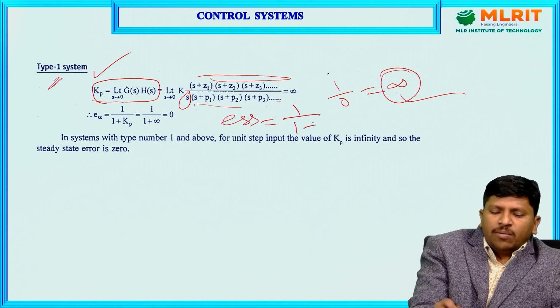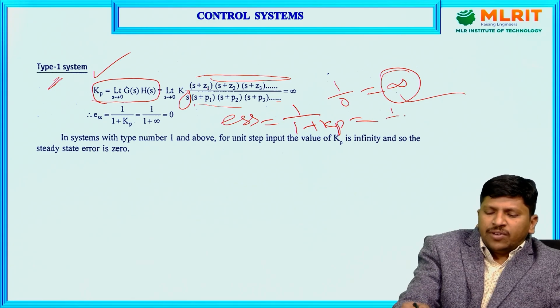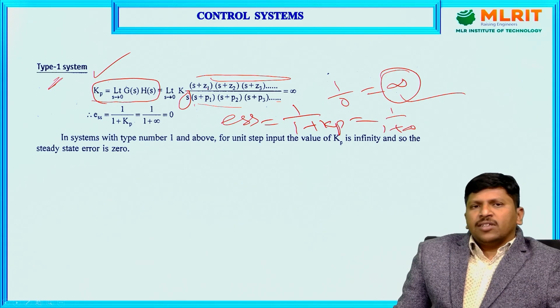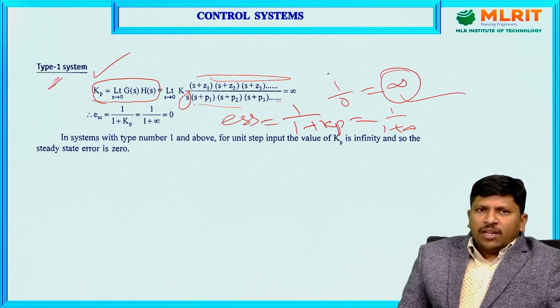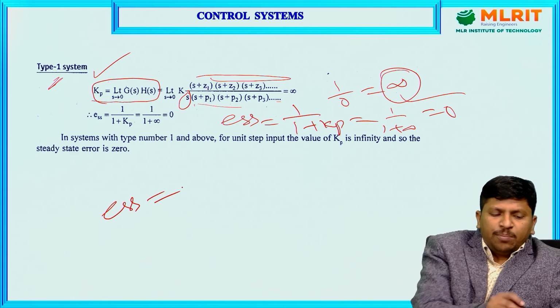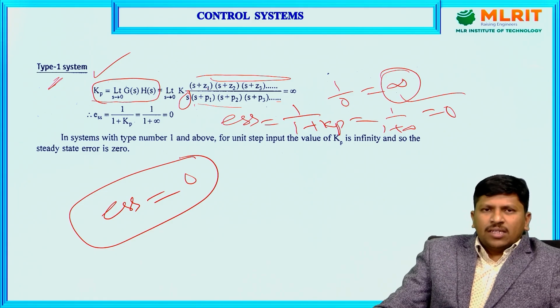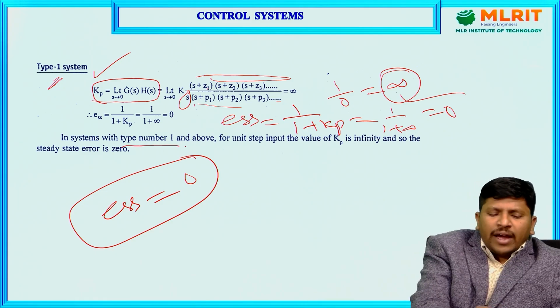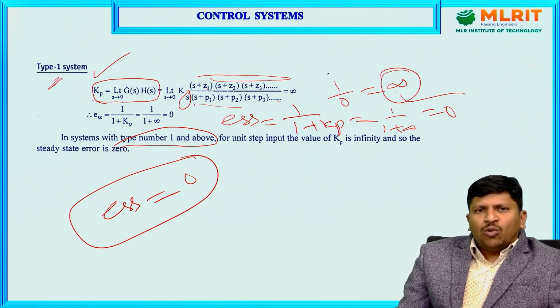So ESS equals 1 divided by 1 plus Kp. Already we know this. In place of Kp, you should substitute infinity. 1 by 1 plus infinity. 1 plus infinity is nothing but infinity, and 1 by infinity is nothing but 0. So what is the steady state error for type 1 system? It is 0. For type number 1 and above, that is type 1, 2, 3, 4, all of these, you will get the steady state error as 0 only.